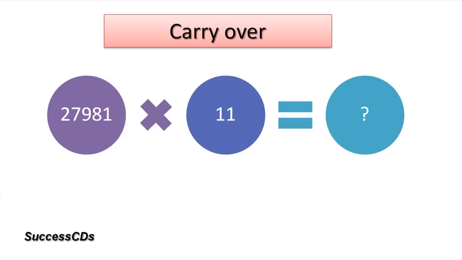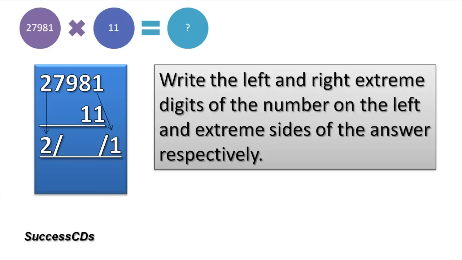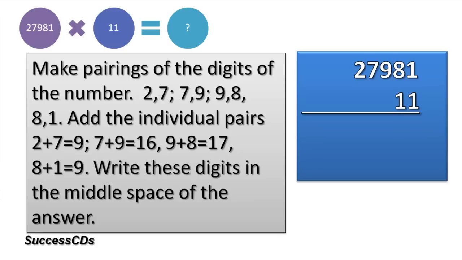Here is the sum which is a carryover sum. 27,981 multiplied by 11. First of all, we will write 1 in the extreme right hand side and we will write 2 in the extreme left hand side and put slash in the center. The next step is, we will make pairs of the digits. 2 and 7 which totals to 9. 7 and 9 totals to 16. 9 and 8 totals to 17. 8 and 1 total to 9. Now we will write all these digits in the middle space of the answer.